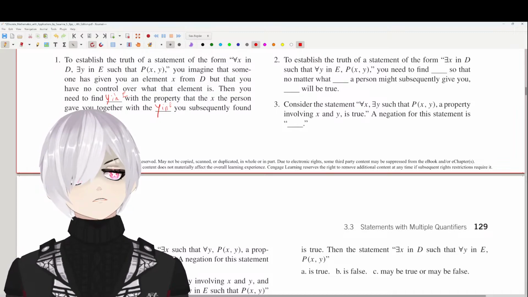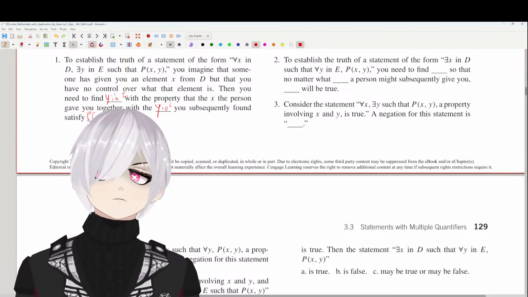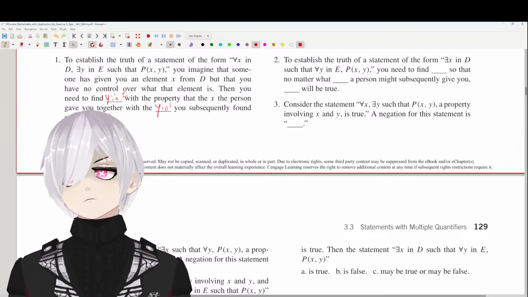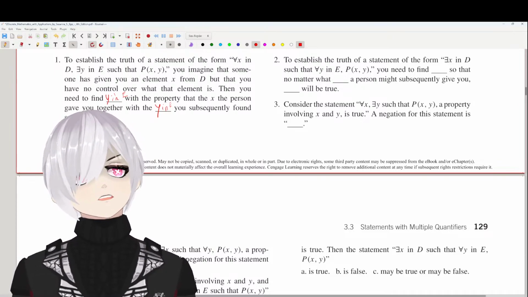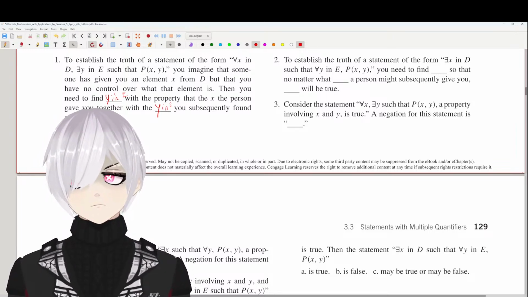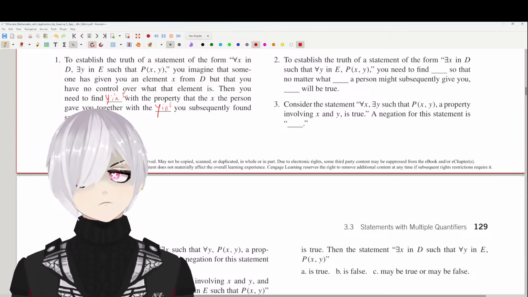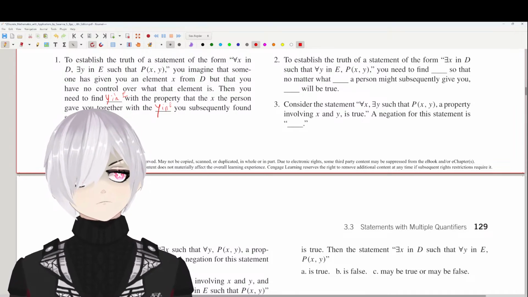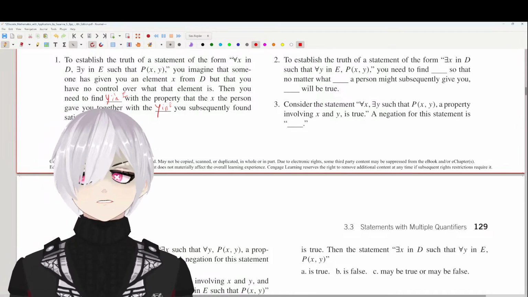Maybe we can talk about the answer. I think you only have to find it once. It just shows up twice in their sentence. If I read it without the "in E", it'd be a little clearer: you need to find y with the property that the x the person gave you together with the y satisfies P of x y. Oh okay, got it. I think I was confused because I thought it was saying you need to find a y in E that has the x property or something.